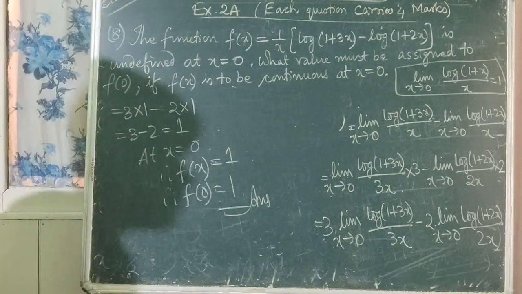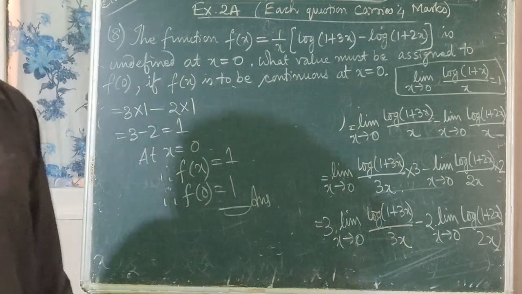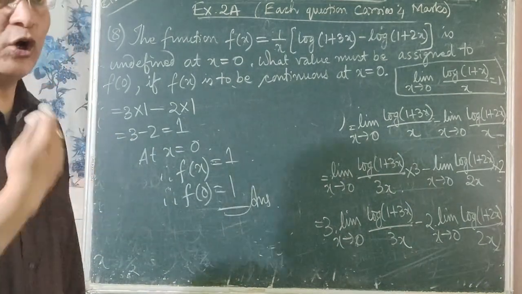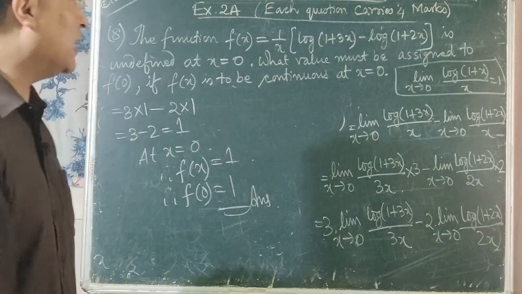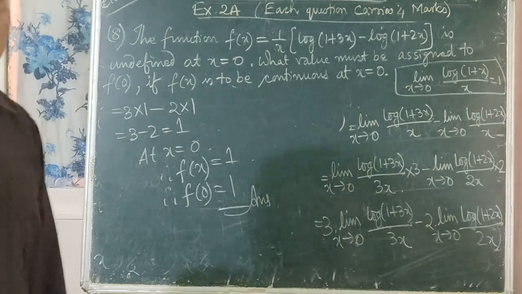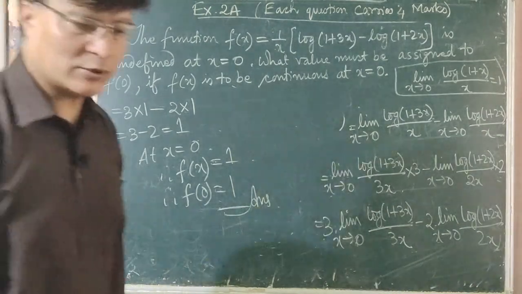Okay? So what should be the value of f of 0? The value of f of 0 must also be 1, and only then is the function f of x continuous at x is equal to 0. So is it clear to all of you? So you can copy it. We'll do the next question now.